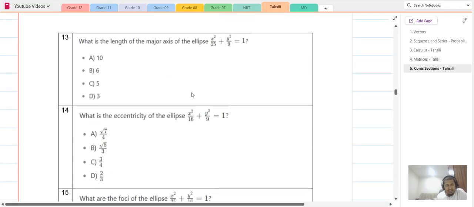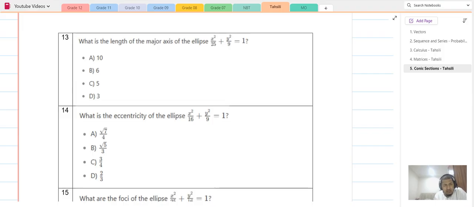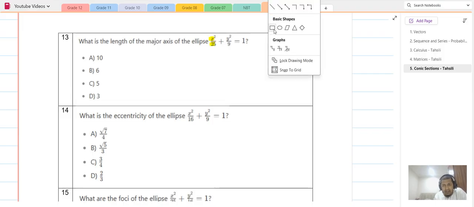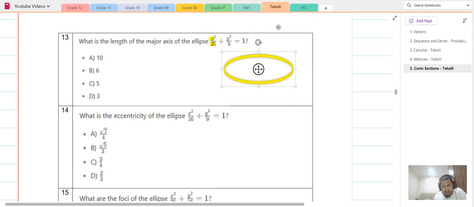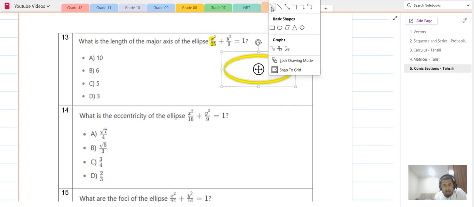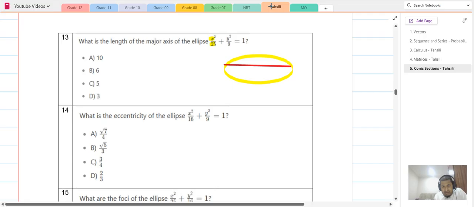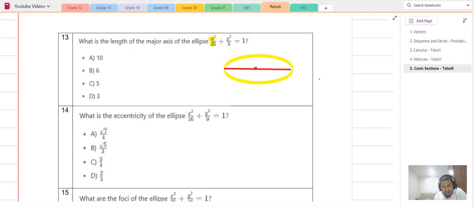Number 13. What is the length of the major axis of the ellipse? The length of the major axis will be along x, right? So remember, we have an ellipse here, and we want to find the length of the major axis. The length of the major axis is 2a, okay? So we have a center here which is 0, 0, right? We want to find a value between the two vertices. That's the length of the major axis.